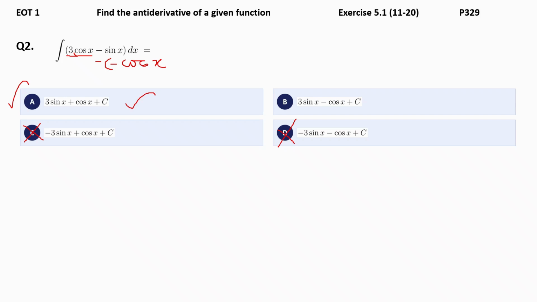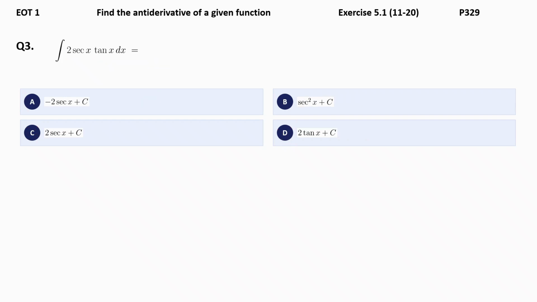Let's move on with question number 3. If you look here, the coefficient, that's a constant 2, is a positive 2. So definitely you will rule out option A and option B. And the integration of sec x tan x is just sec x. So it is option C, that's the right answer.